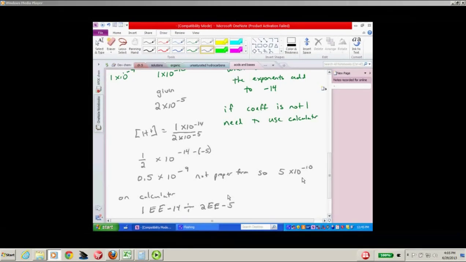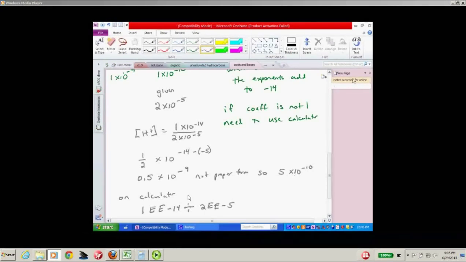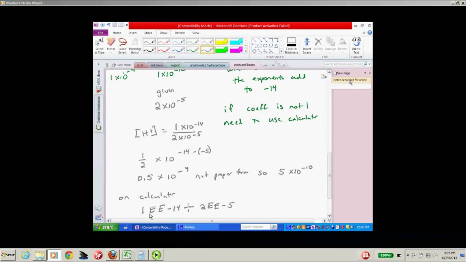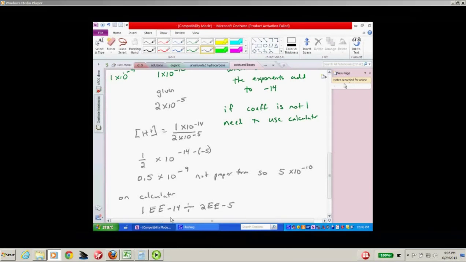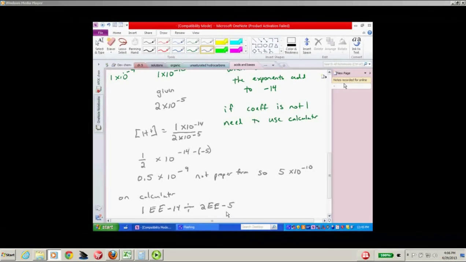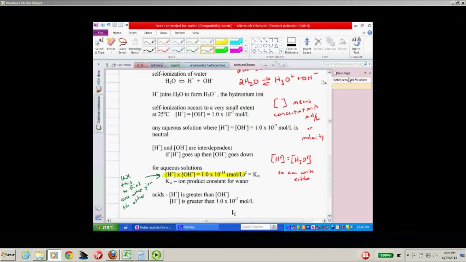Now if you have a calculator that does scientific notation, remember it's that EE button you use for the times 10. So you would type in 1 EE, and then whichever button makes a negative number, and then 14, divide it by 2 EE, make it negative, and 5.